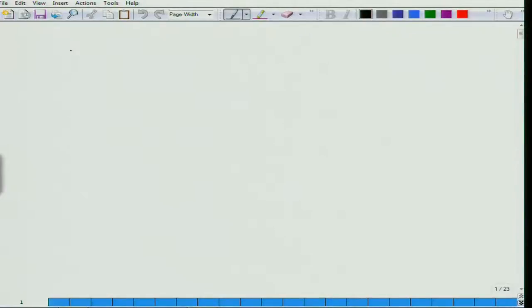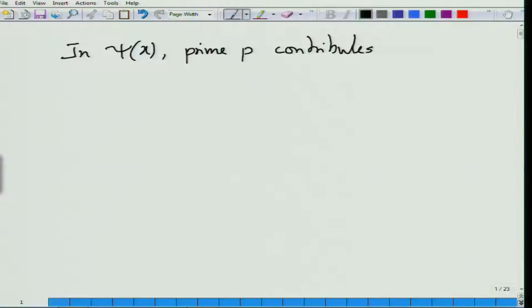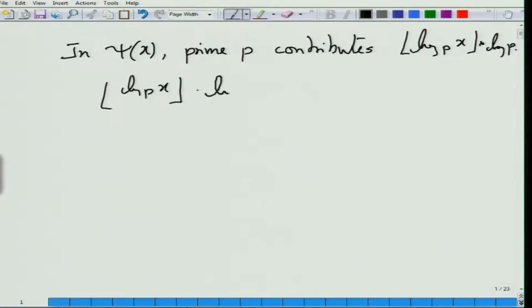So let's work out your idea. Let's say in psi x, a prime p contributes floor of log_p x times log p. Now floor of log_p x times log p equals, of course, floor of log x by log p times log p.